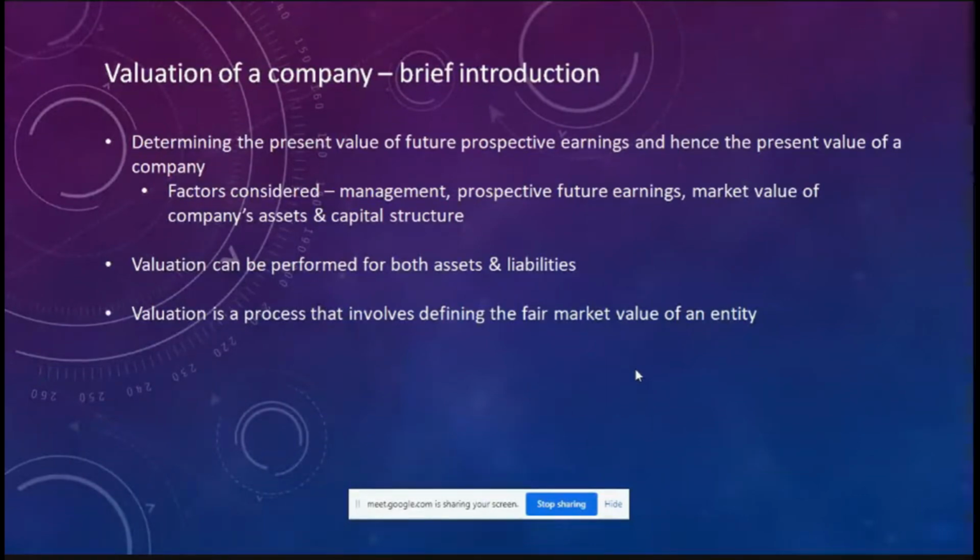That beyond 10 years, we take a steady growth rate, which is typically the rate of inflation, and calculate a terminal value, that beyond 10 years this is the value, and this is the value of the 10 years. Join these two and you get the valuation of the company.